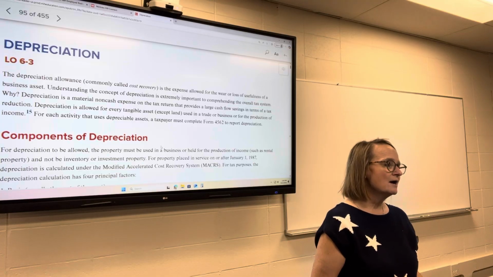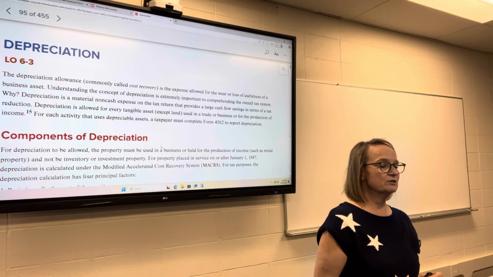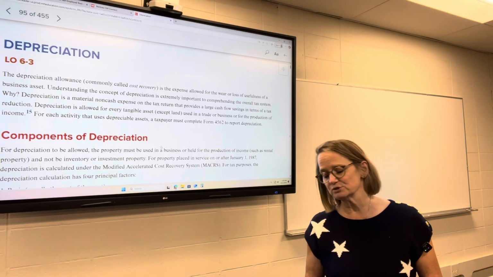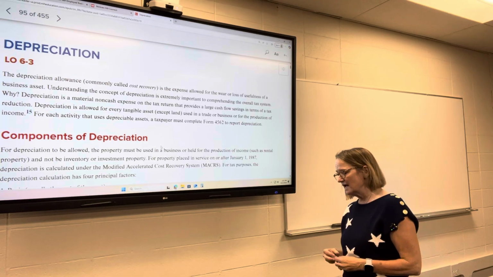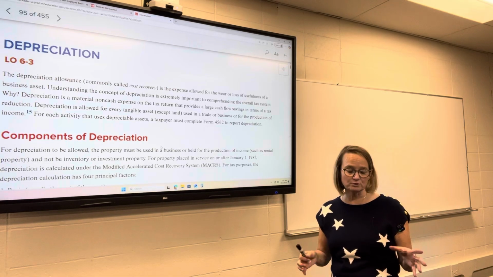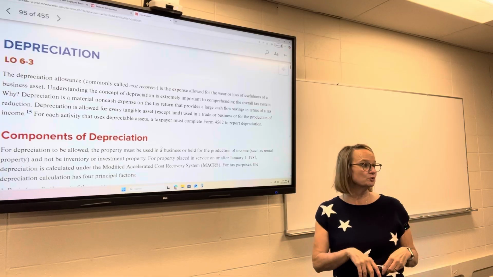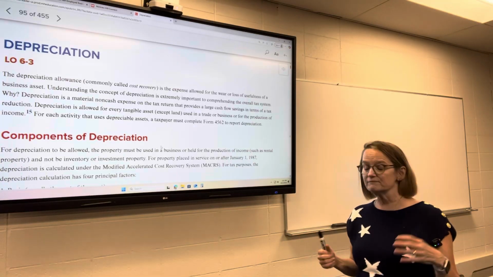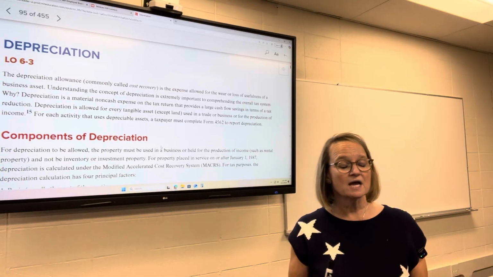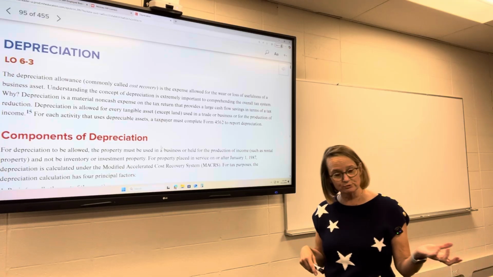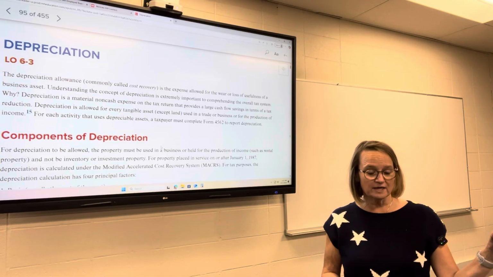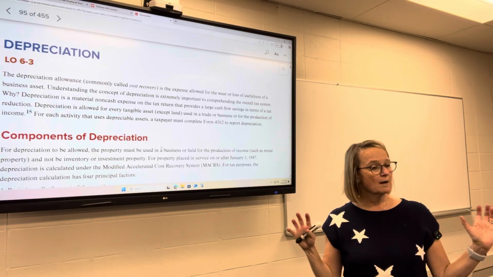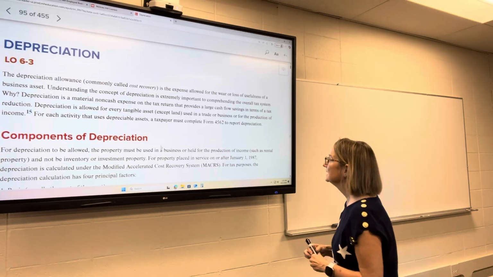So there are a few different things that you can do in tax to accelerate depreciation or accelerate write-off of assets. But for the most part, we are pretty limited in what we can do. And there are these 4 components of depreciation that we're going to go through, these 4 pieces of information that we have to have in order to determine how we're going to depreciate an item.